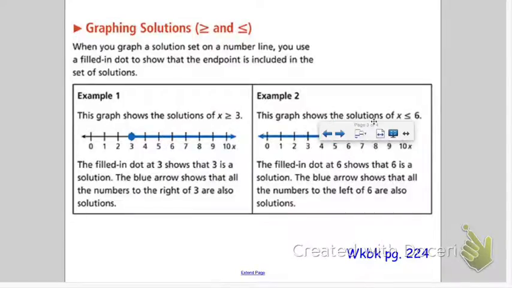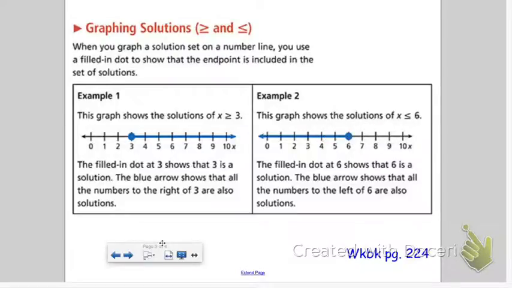Okay, now let's look at page 224. This time we're going to be looking at how to graph solutions when you have the or equal to option. So when you graph a solution set on a number line, you use a filled-in dot to show that the endpoint is included in the set of solutions. So remember when we had x is greater than 3? Well, what if it's x is greater than or equal to 3? Now when we graph our ray, we have this filled-in circle on 3 because we're saying that it is included. 3 is a possibility. X could be 3.